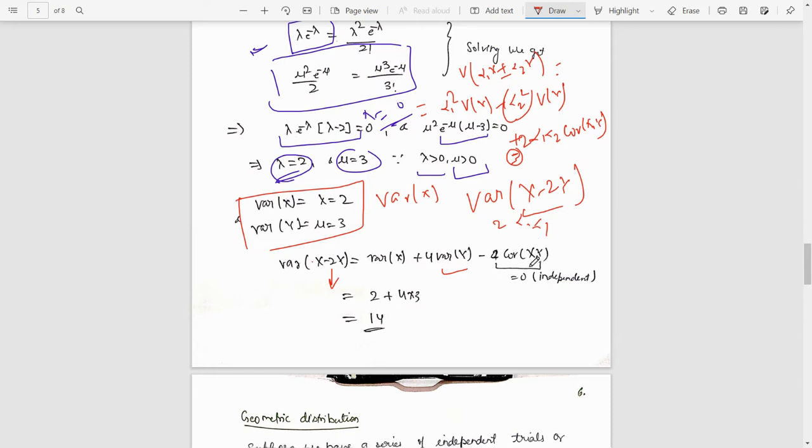But you know that x and y are independent. In that particular case, the covariance is going to be zero, so this term is not of our interest. So the variance of x minus 2y is represented by the variance of x plus 4 times the variance of y. The variance of x is 2 and the variance of y is 4 into 3, which is 12. So overall the variance of x minus 2y is going to be 14.